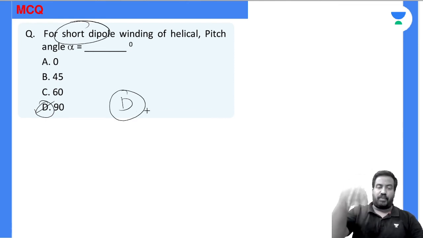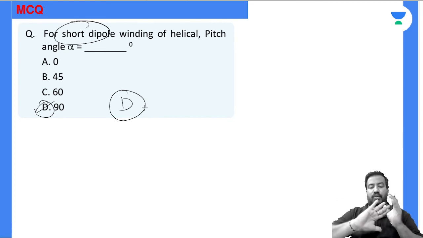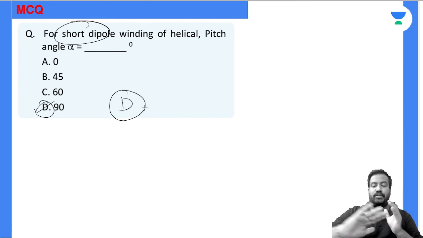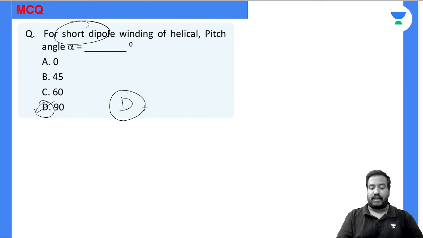How you wind it is important. Loop antenna: no gap, alpha is 0. Short dipole: you make it straight, alpha is 90.